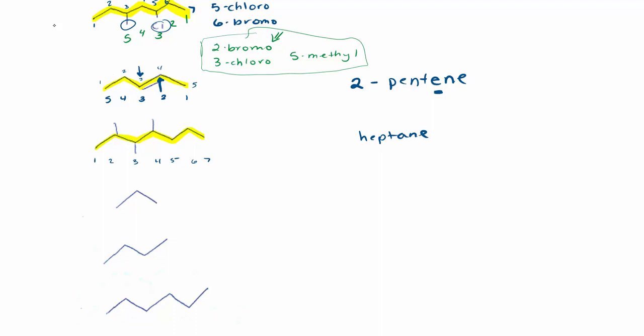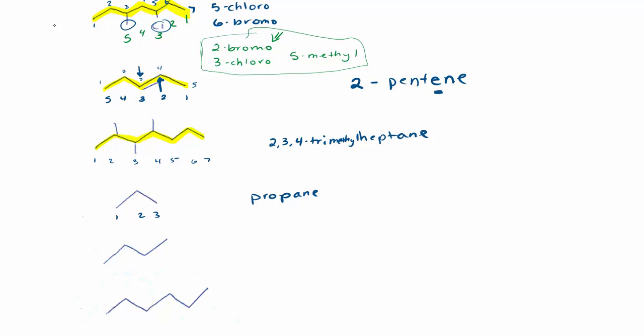We have 3 substituents. This time they're all the same. So we would have 2, 3, 4, and this would be trimethylheptane. Now this should be an easy one. This is just 3 carbons. There are no functional groups. There are no substituents. So we would call this propane.